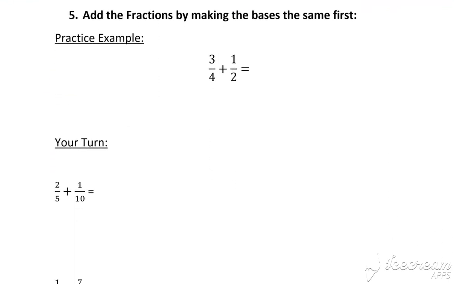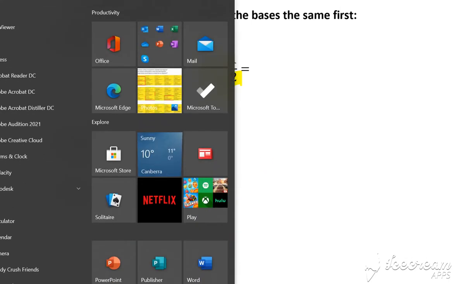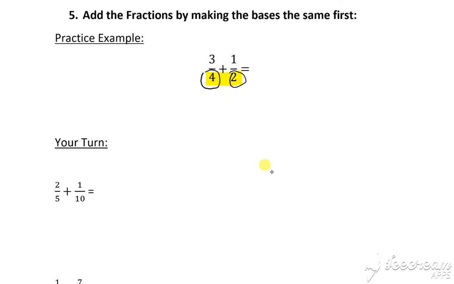Okay, so we're going to move on to adding our fractions, but this time the bases are not the same. So what we need to do is have a look at the bottom and pick a number that they both equal. I'm going to write out some 4 times tables and some 2 times tables. And hopefully you can see that 4 is in both those times tables. 4 times 1 equals 4, and 2 times 2 equals 4.